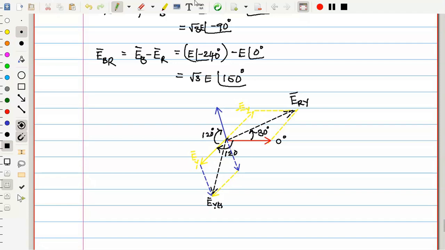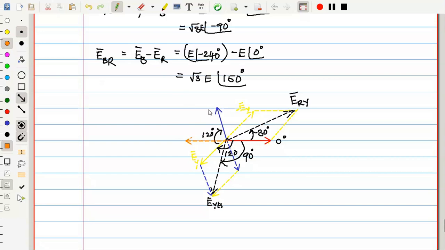EYB. What is the angle of this? Check it. EYB angle minus 90. See, from here to here it is 90. It is 90. Similarly, you can see EBR. EBR means negative R. So you take the negative R over here. So carefully observe. If you see all together, you may feel little confusion. So that's why I'm taking step by step clearly. So minus ER is this one. So minus ER plus EB is the EBR.